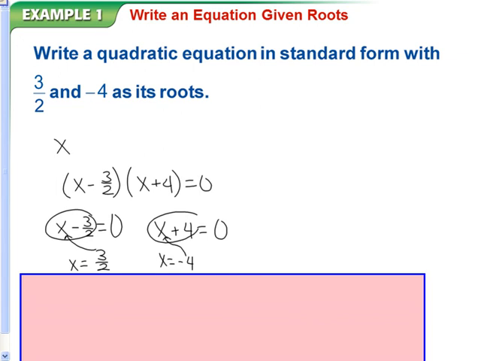So first two is x squared. Outside is 4x. Inside, 3/2 x. Last two, if you're not good with fractions, feel free to take out your calculator, is going to be 6. And so the equation in standard form is x squared, and then 4 minus 3/2 is 5/2.